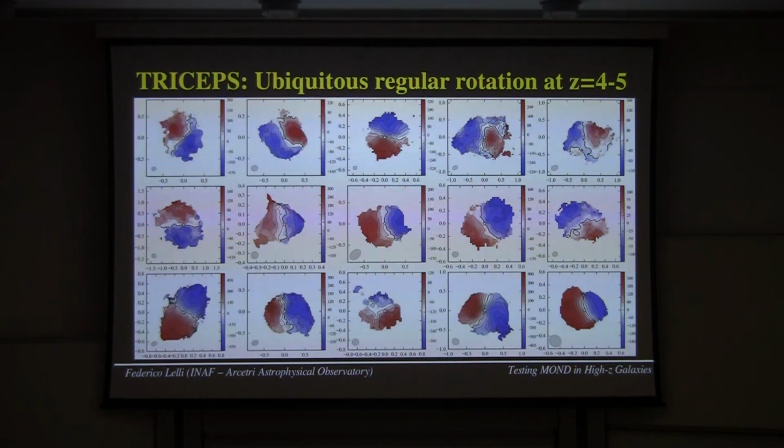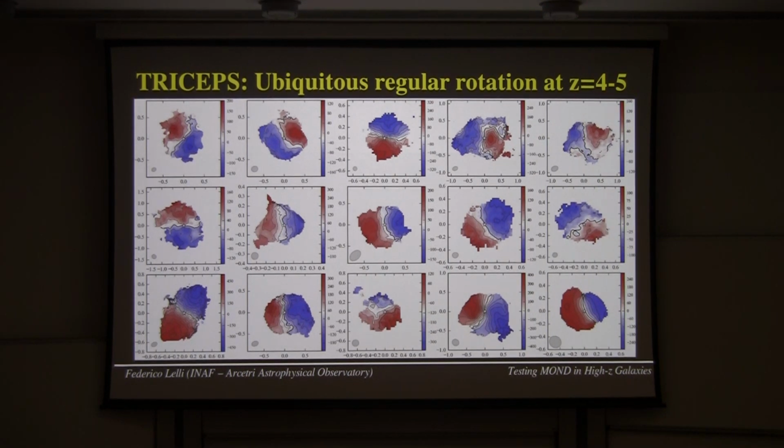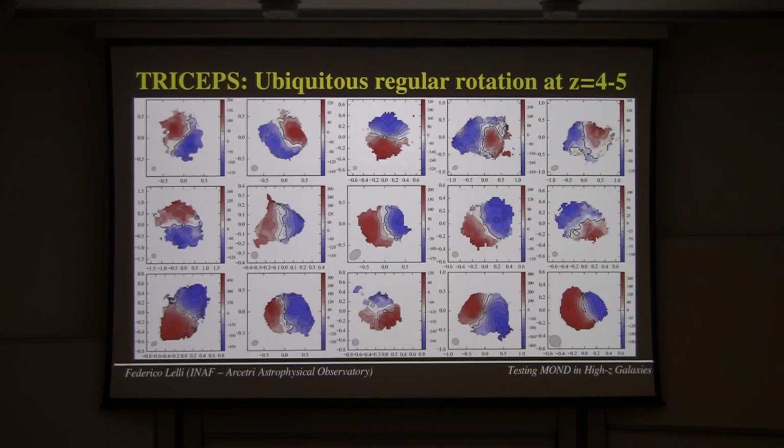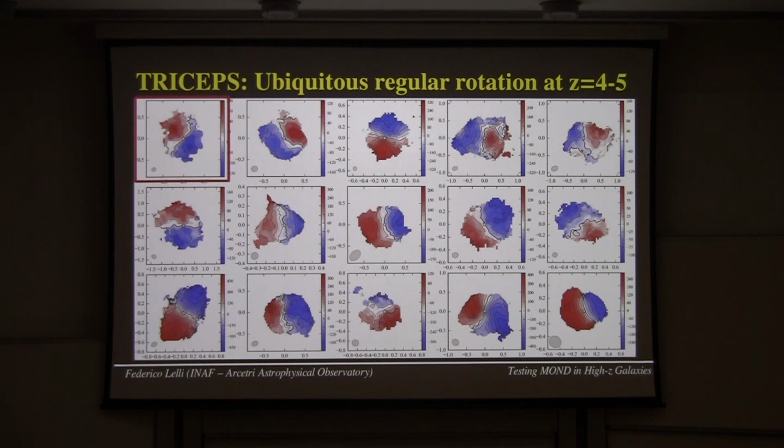And in particular, there were indications for this from previous observations, but now with the type of angular resolution that we have, that allow us to resolve the kinematics spatially with high confidence, there is no doubt that these are regularly rotating disks all the way up to redshift 5. So let me actually focus on the object up here.